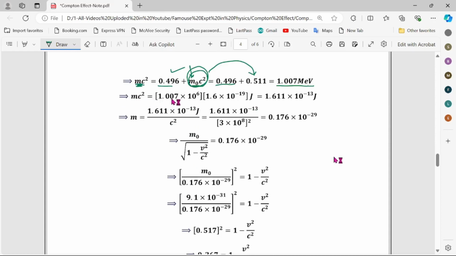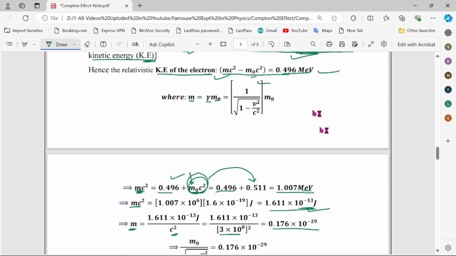If I convert it from mega electron volt to joule, it will be 1.611 into 10 to the minus 31 joule, because we know 1 mega electron volt is 10 to the 6 electron volt, and 1 electron volt is 1.6 into 10 to the minus 19 joule. So this is the mc square value. Dividing by c square, we found m, the relativistic mass.